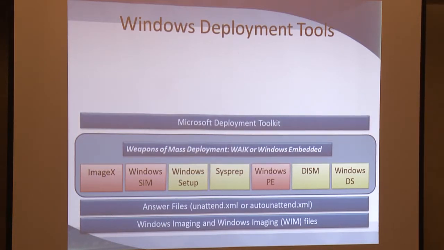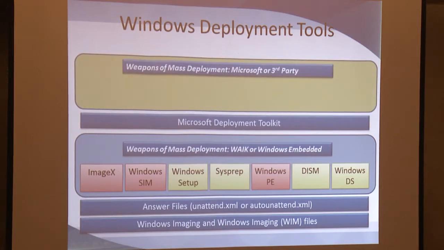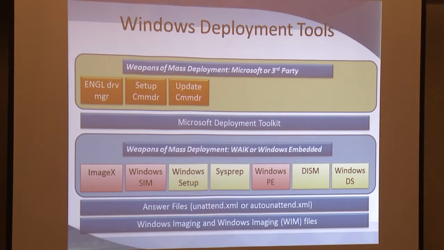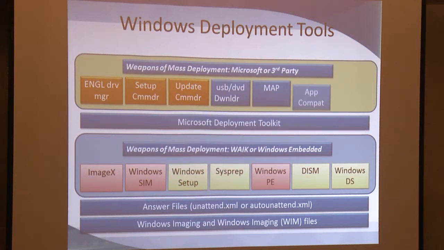Then you have the deployment toolkit, which sits right in the middle. And then you have the third parties, which are right on top, which can be like Setup Commander, Update Commander. These are all third-party apps that work with the toolkit. The MAP is the Microsoft Assessment and Planning toolkit, or is it the application planning toolkit? I can't remember. There's the MAP and there's another one. One is the application toolkit, and another one is the deployment planning toolkit. I can't remember them all.